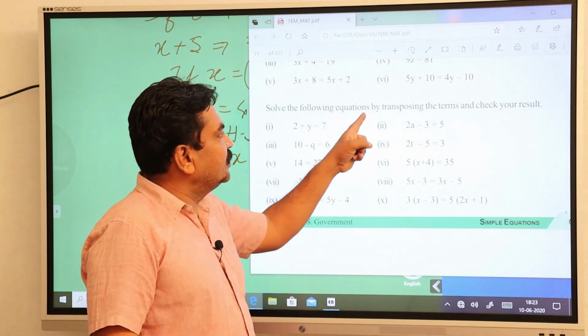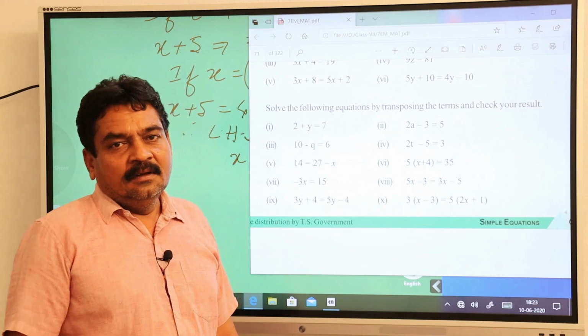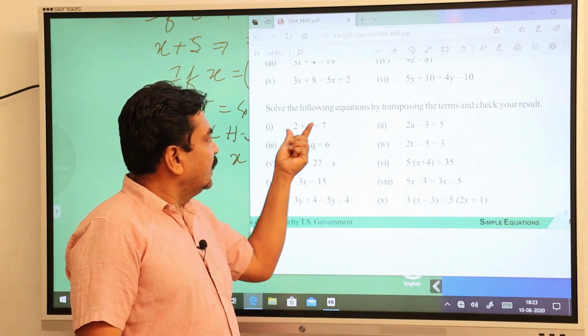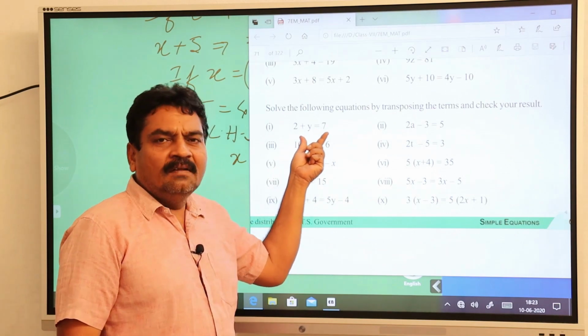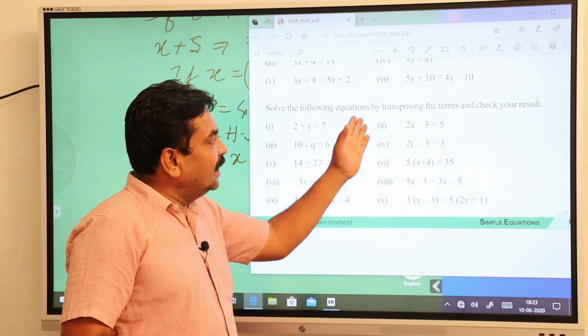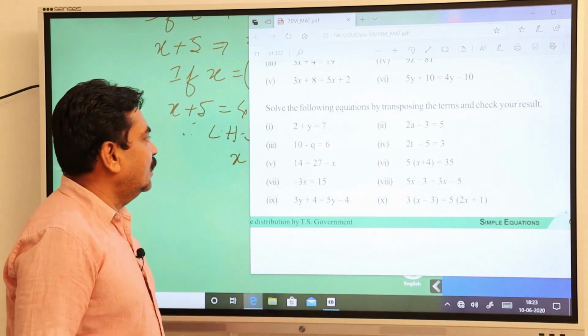Solve the following equations by transposing the terms and check your results. Here you have to solve the equation, that is, you have to find the value of y by the transposing method, not by the trial and error method. Let's see how you are going to do it.